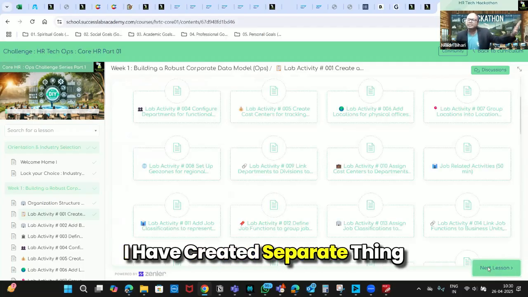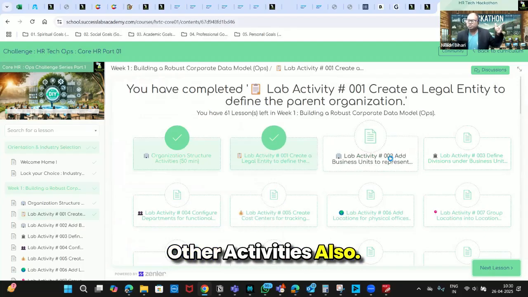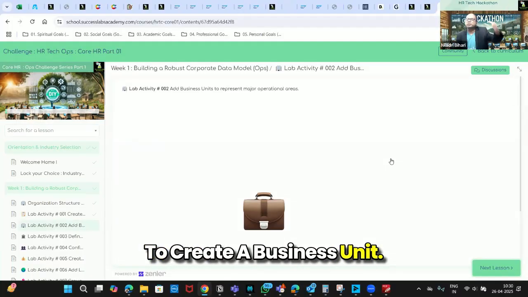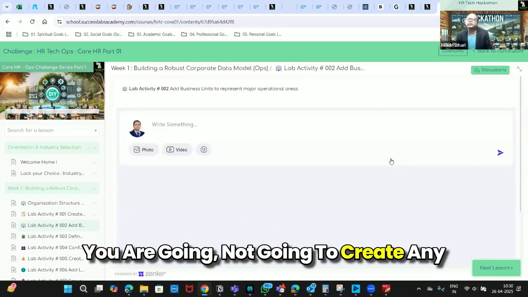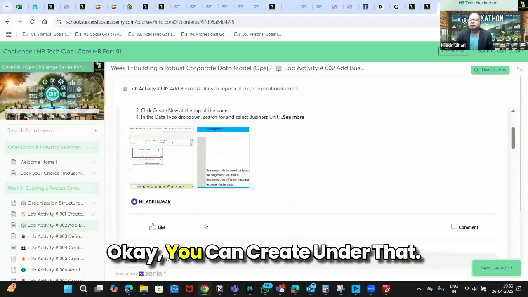Okay, I have created a separate thing for the college challenge. This is for legal entity. The same goes with your other activities also. Whatever legal entity you have created, under that only you have to create a business unit, not any random business unit. Whatever has been given to you, you can create under that.